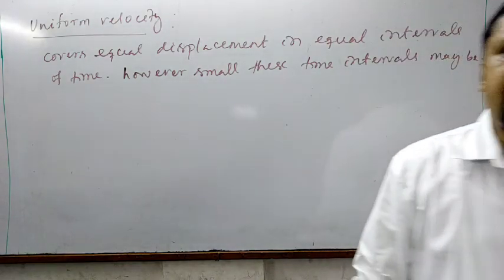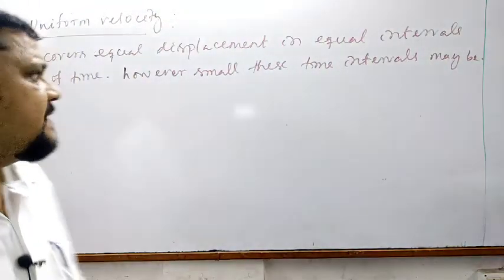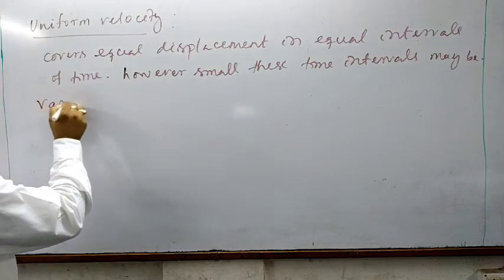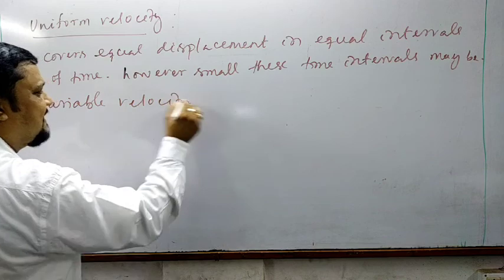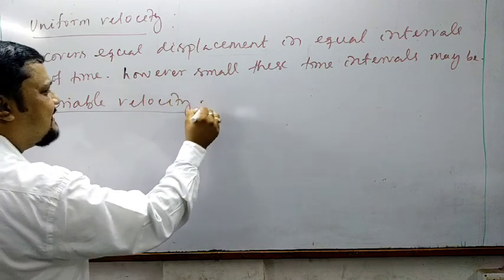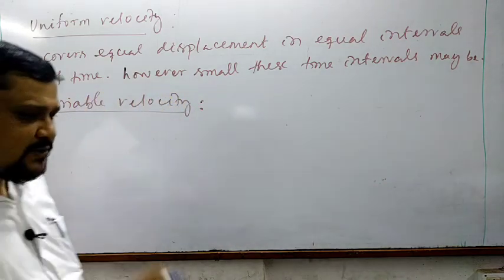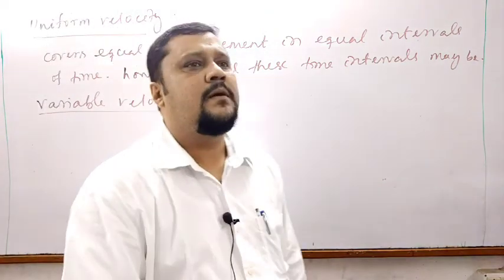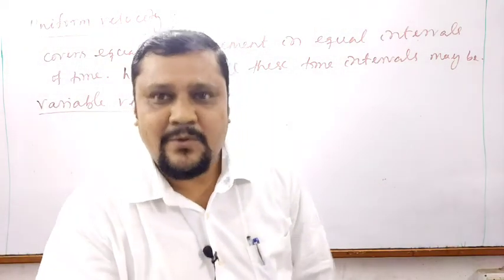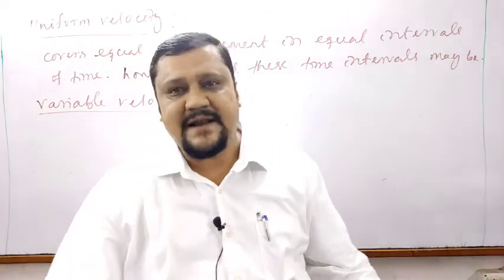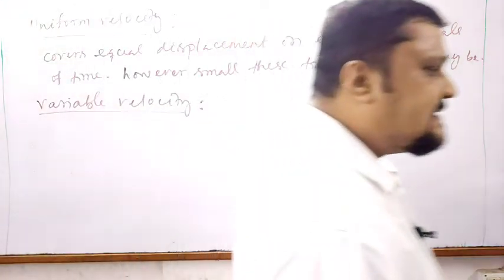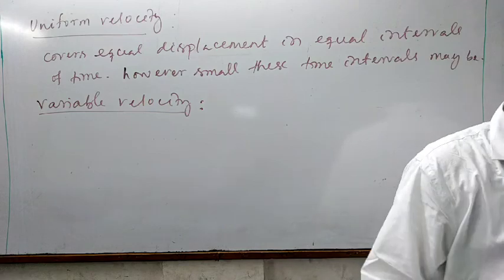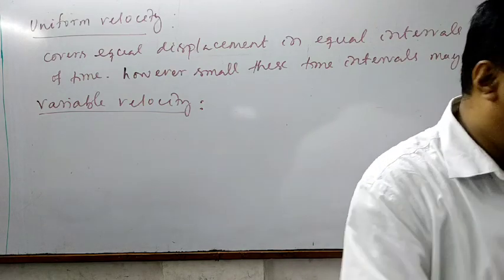Then comes variable velocity, like your variable speed. So in these definitions, when you come from speed to velocity, you are moving from only the magnitude part to magnitude and direction part. That's the difference. So what does variable velocity mean? A body is said to be moving with variable velocity.